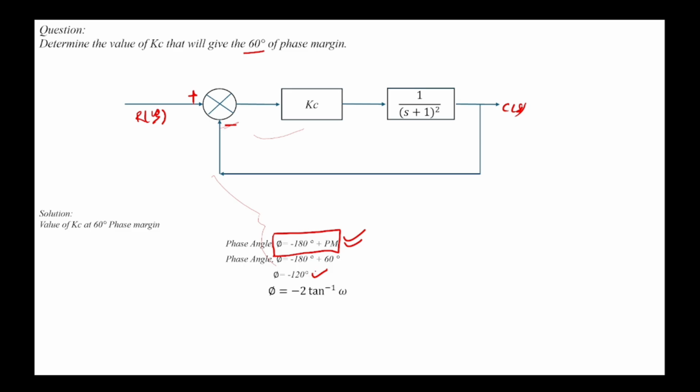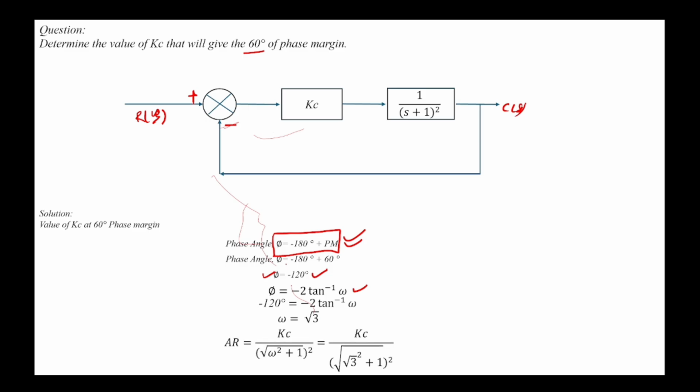Now, calculating the phase of the process, phi is equal to minus 2 tan inverse omega. At omega equal to omega crossover, phase is equal to minus 180, but because the phase margin is 60, it will become minus 120. So putting this value, we will get omega equal to 0.3.